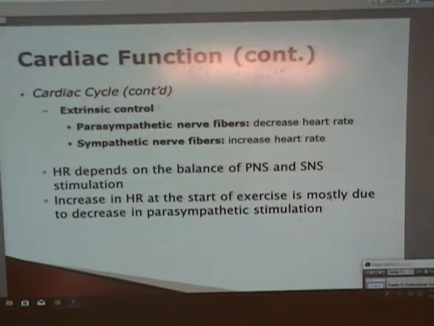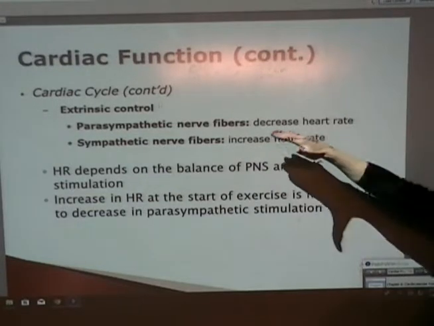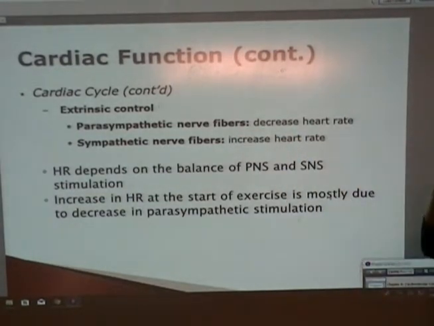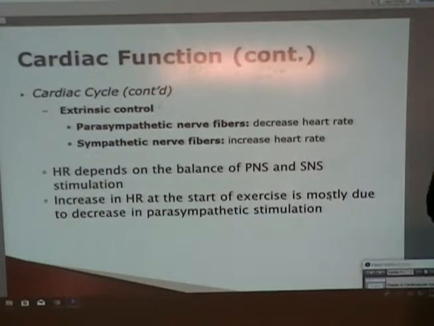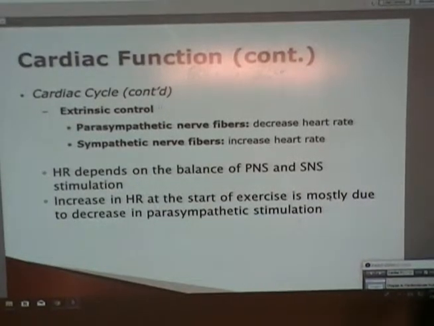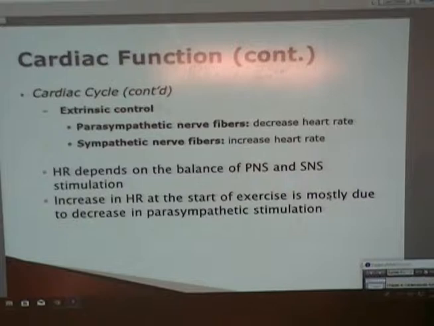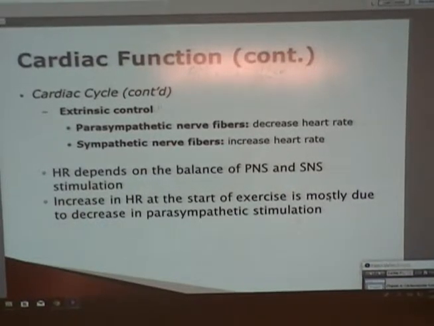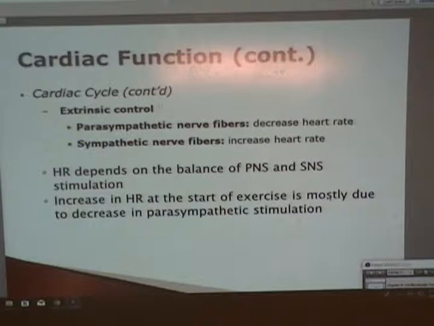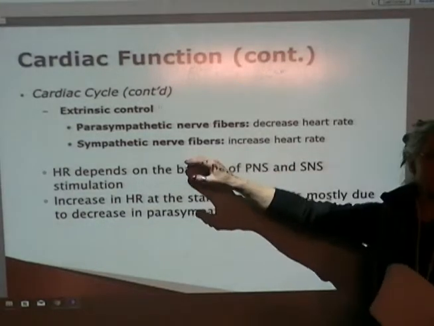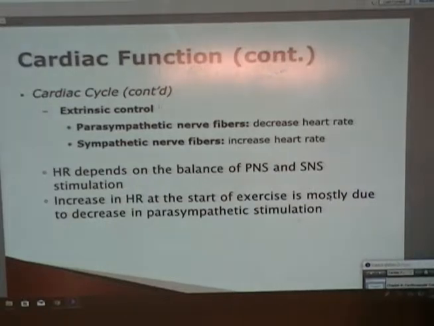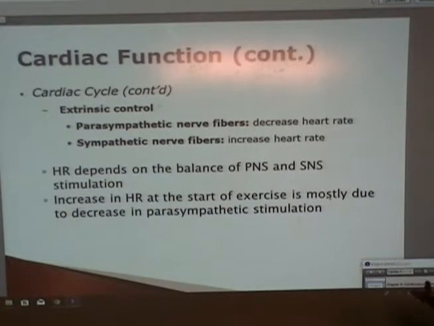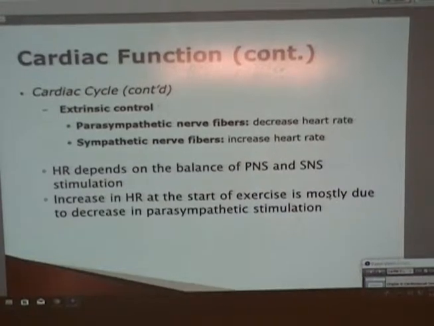Right? So at rest then, parasympathetic stimulation is predominant because your heart rate is way lower than 100 beats per minute. Right? When we're exercising and our heart rate is 140 or whatever on your heart rate monitor, then the sympathetic system is predominant because it's raising heart rate to allow for more blood to be pumped to the muscles so that we can make ATP and see lots of muscle contraction.